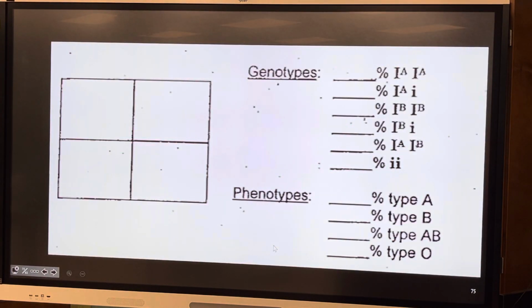Okay, so here we go. Human blood Punnett square. All right. So this one I'm going to do with you. I'm going to guide you through this, okay? So these are our parents.